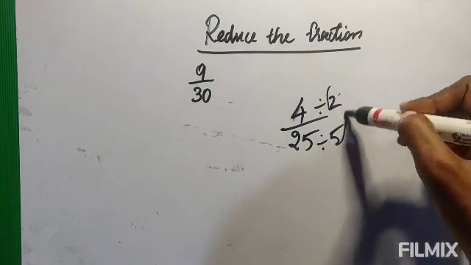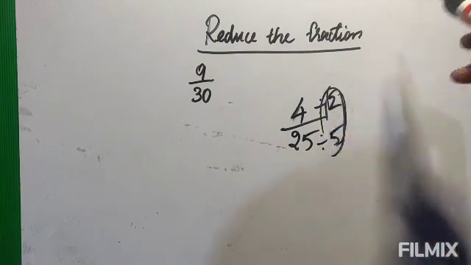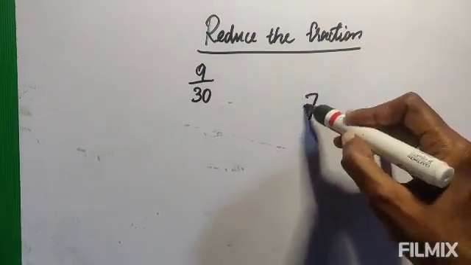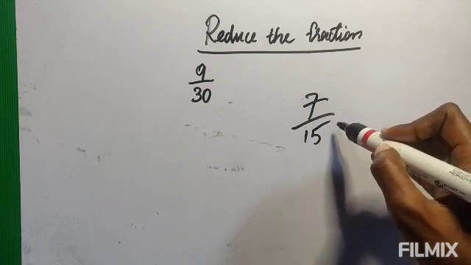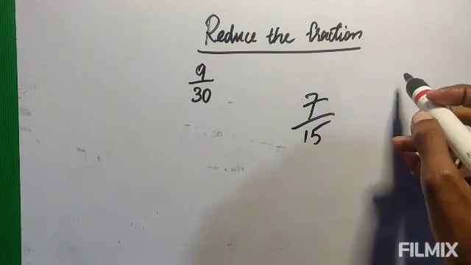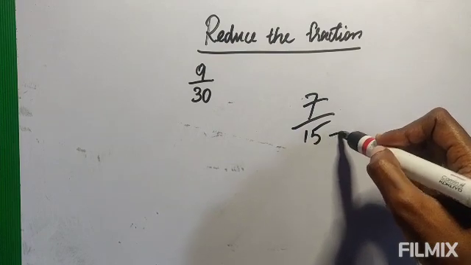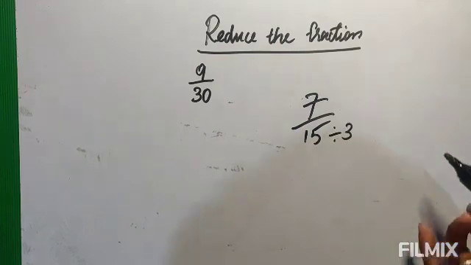You cannot divide by different numbers. If you are dividing, you have to divide by the same number. Suppose the number is 7 by 15. Now 7 is a prime number, you cannot divide it by any number, but 15 is a composite number, so you can divide by 3 and you can divide by 5 also.